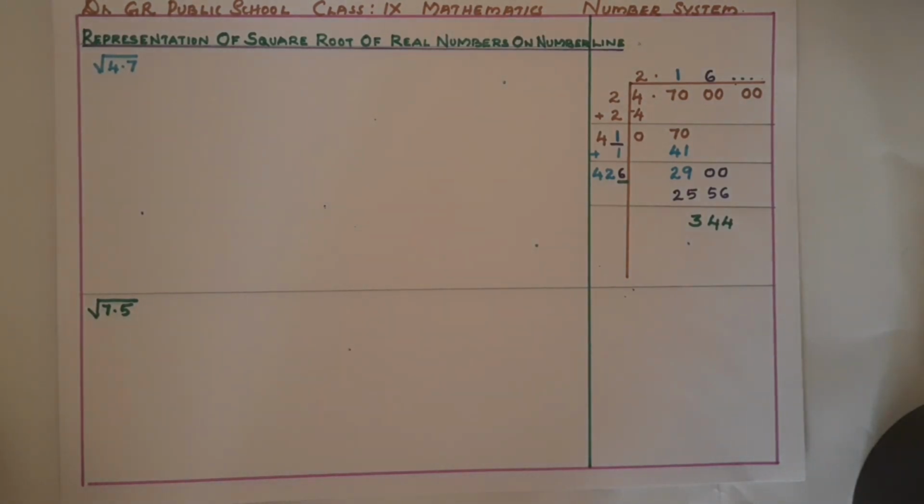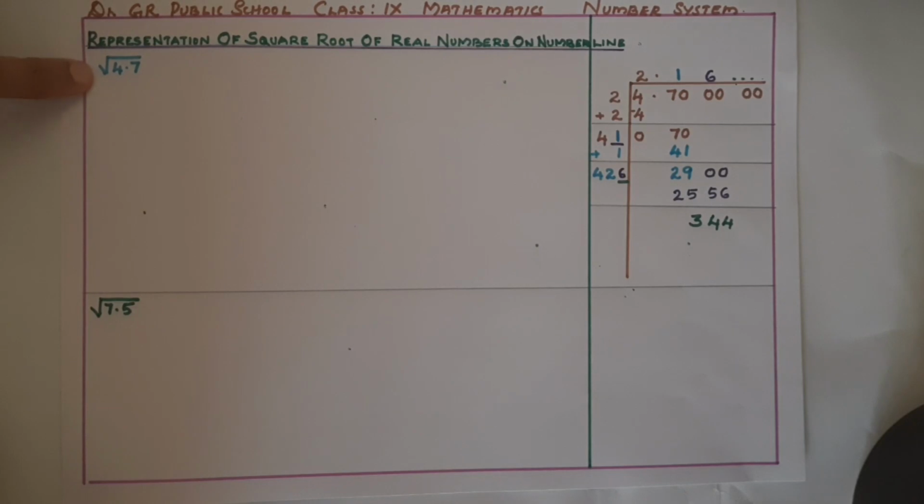Now consider the number square root of 4.7. Is it a real number? Yes, sure. We know it is a real number, isn't it? And square root of 4.7 is an irrational number also. But there is a position for this number also in the number line. So we can find out the position of square root of 4.7 on the number line.